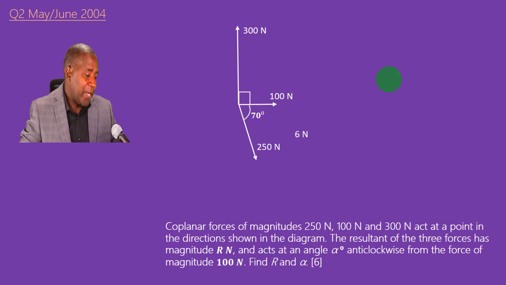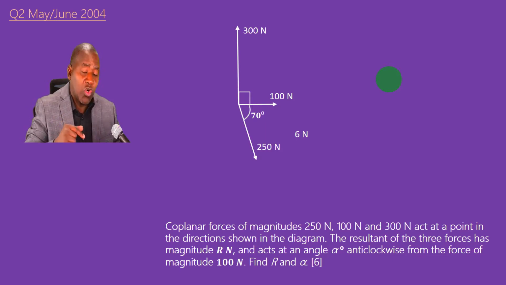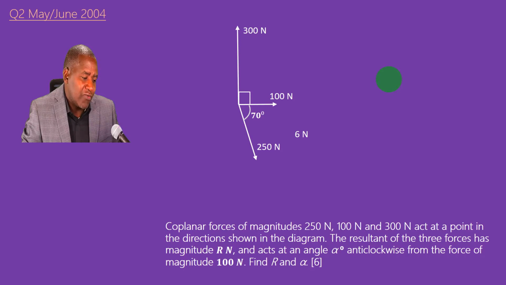We are given coplanar forces. Again, what are coplanar forces? These are forces in the same plane. Co means same. Planar comes from the word plane. Coplanar means forces in the same plane. So coplanar forces of magnitude 250, 100, and 300 newtons act at a point in the directions shown in the diagram. The resultant of the 3 forces has magnitude R and acts at an angle alpha anti-clockwise from the force of magnitude 100 newtons. Find R and alpha.